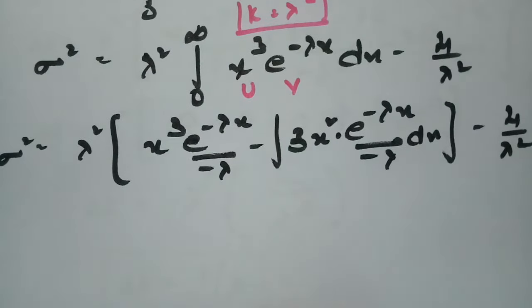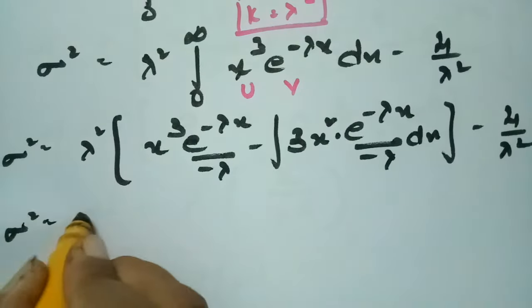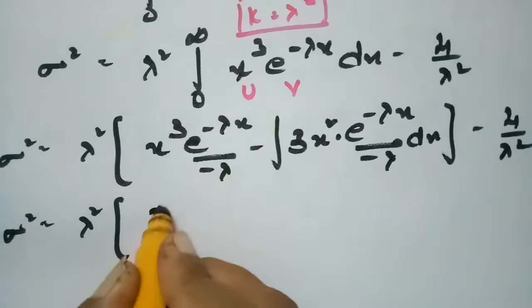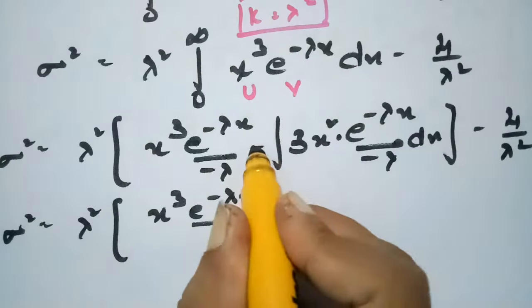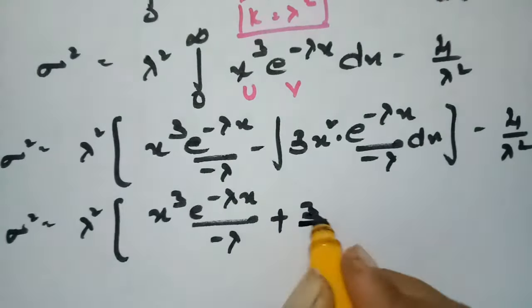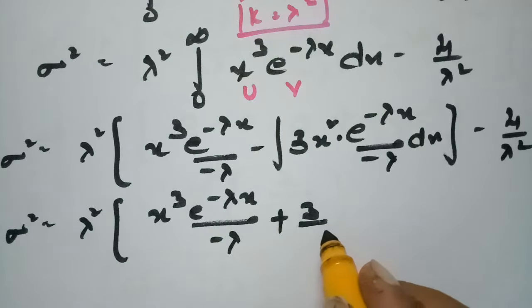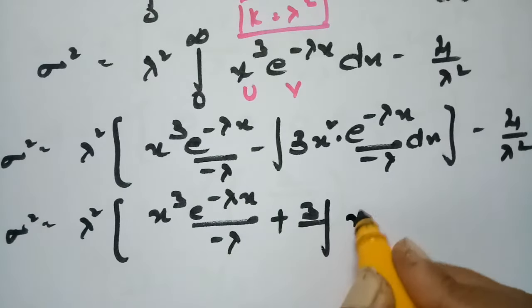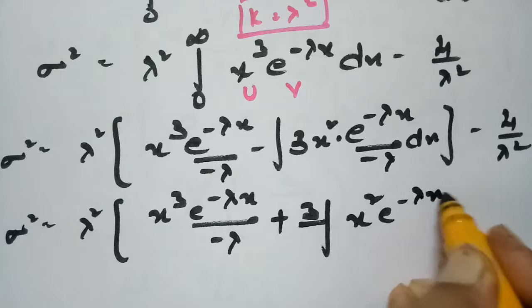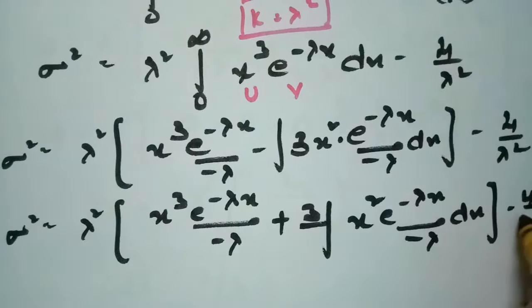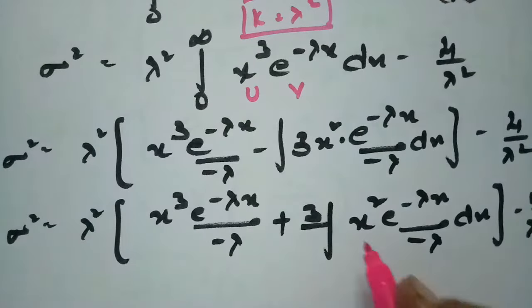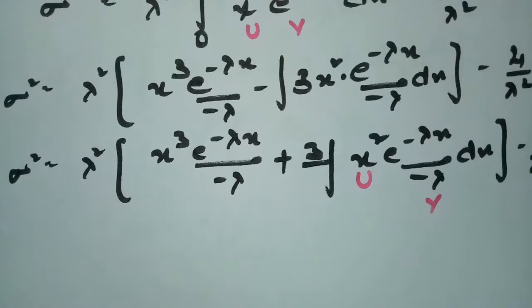And the next thing here is lambda square is equal to x cube e power minus lambda x by minus lambda, minus of minus plus, this will be 3. I am bringing outside x square e power minus lambda x by minus lambda dx, minus 4 by lambda square. Again, this is u and this is v. Again, we have to integrate.